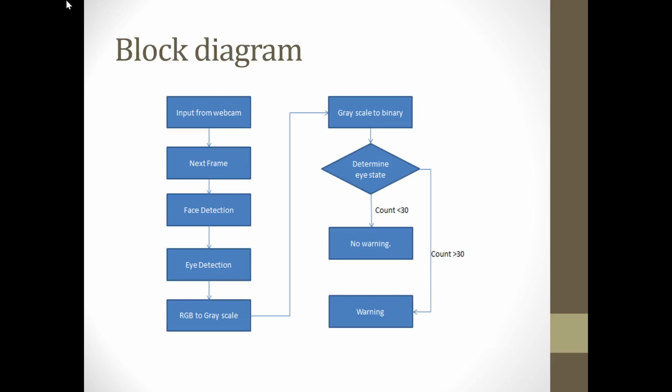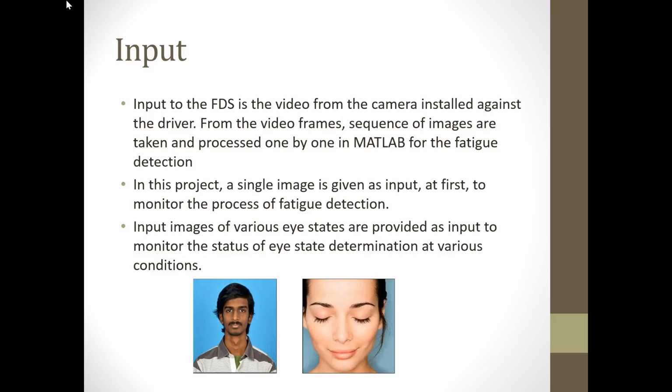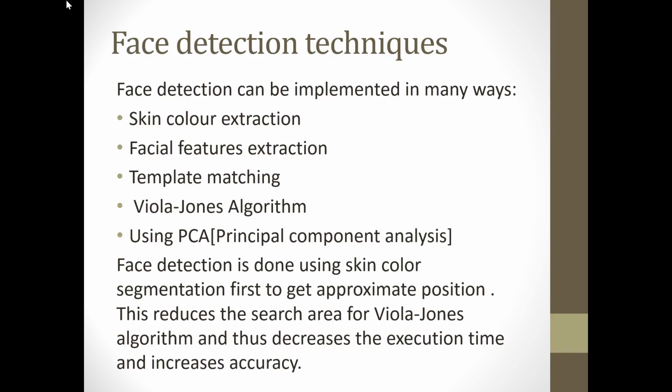The fatigue detection system includes multiple steps, which are shown in the flowchart. Each stage in the flowchart will be discussed in the next few slides. Input to the fatigue detection system is given in the form of a video from the webcam in the car. The system takes each frame from the sequence of frames in the video and processes them one by one for fatigue detection. In this presentation, we take a photo as an input to show how the system processes each frame and detects the fatigue. One image with closed eyes and one image with open eyes is taken as an input here.